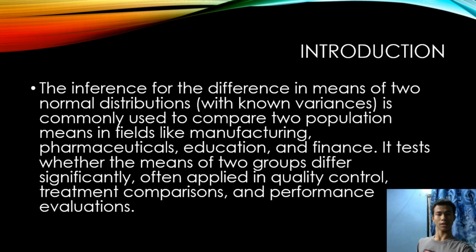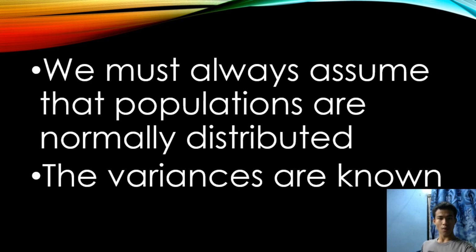It tests whether the means of the two groups differ significantly, often applied in quality control, treatment comparisons, and performance evaluations. We must always assume that populations are normally distributed and the variances are known.